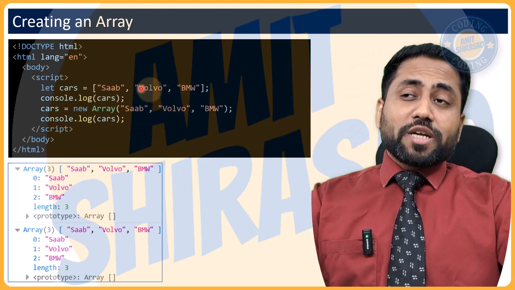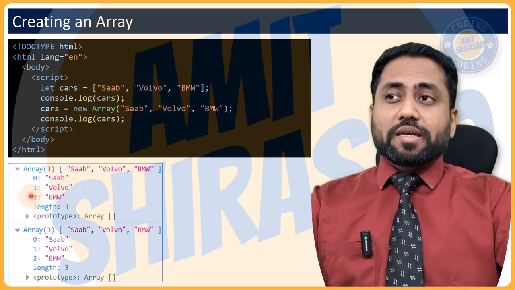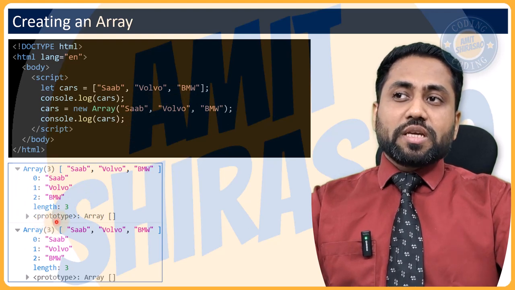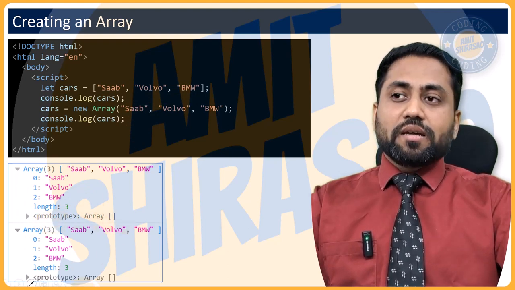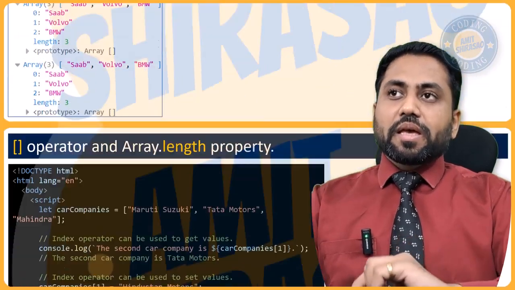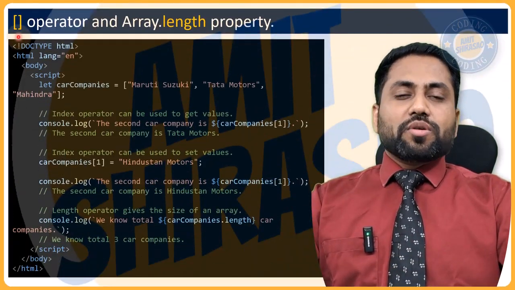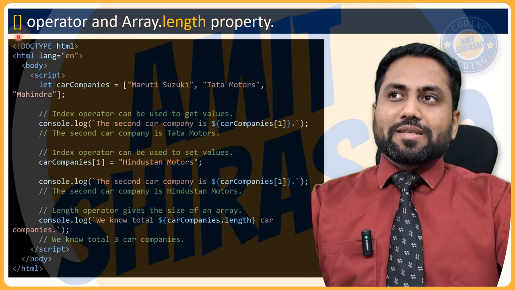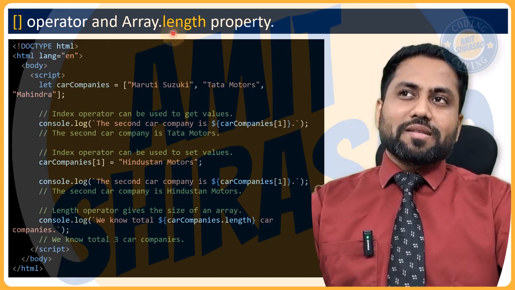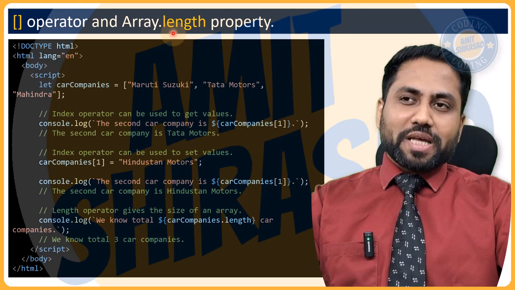Now no matter how you create them, the arrays are created exactly the same. Here, if you see, it is basically an array. This second one is also basically an array. Now there are two important things that you should always know. One is the index operator, and another is the length property of an array.